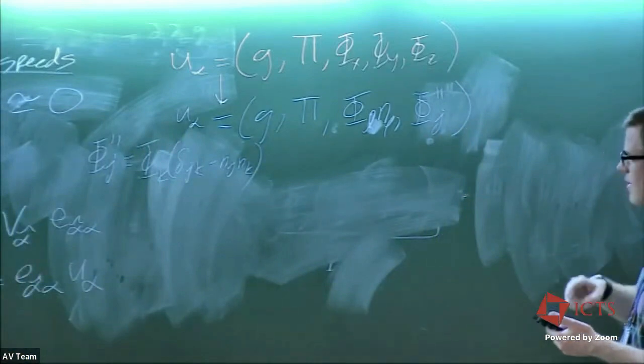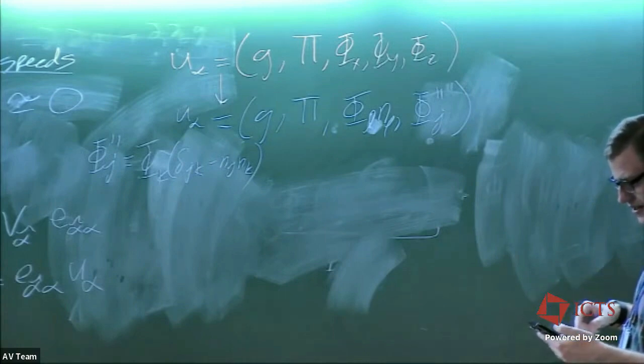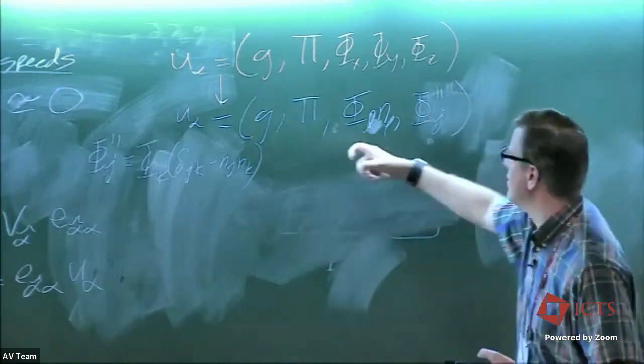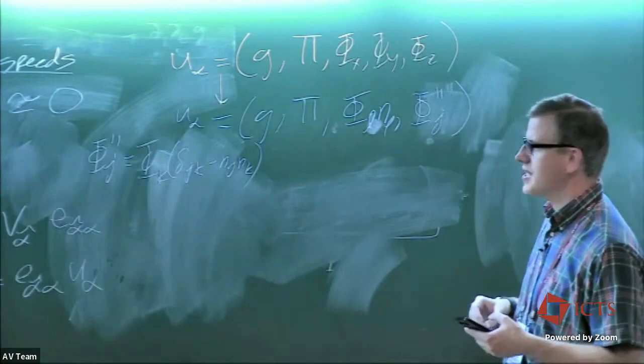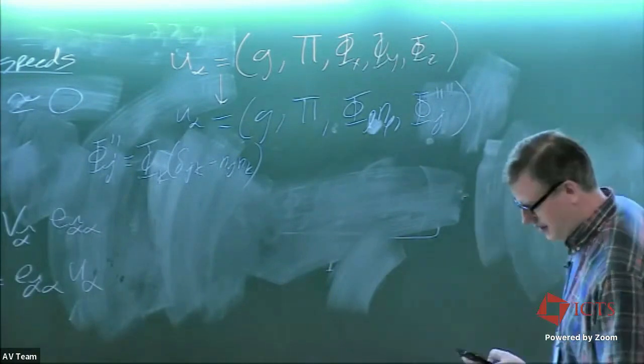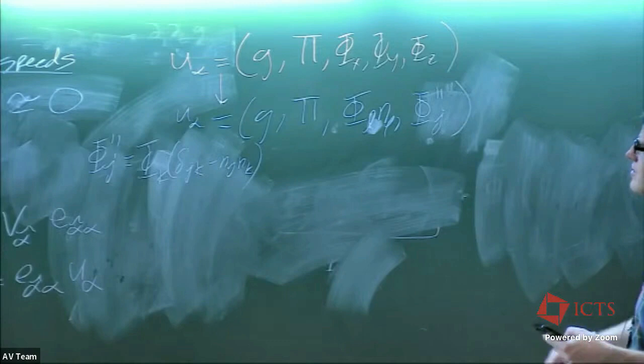Okay, so what you could imagine doing next is trying to figure out what the principal part of the scalar wave equation is in terms of all these variables. Now, because time is running a little bit short, I'm not going to actually derive it, but I can show you how it turns out.